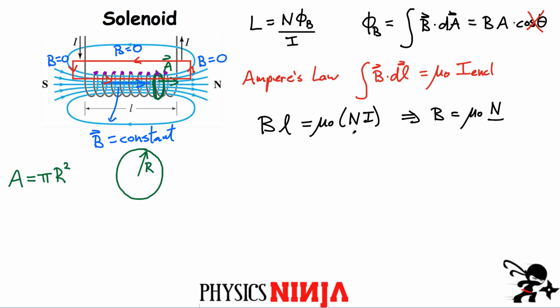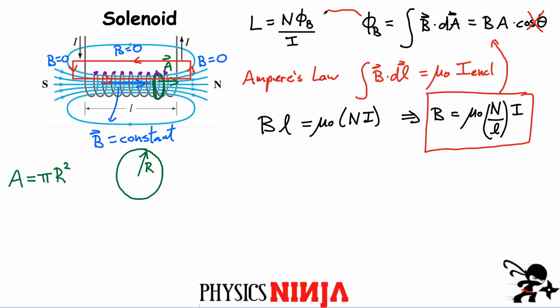I'll bring the L down here at the bottom, and then multiplied by the current through each one. Okay, so this is really important for this problem. So this term here in the brackets is the number of turns per unit length. Okay, so let's go ahead now and substitute this inside our flux equation.